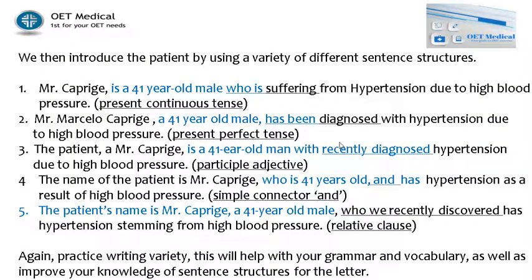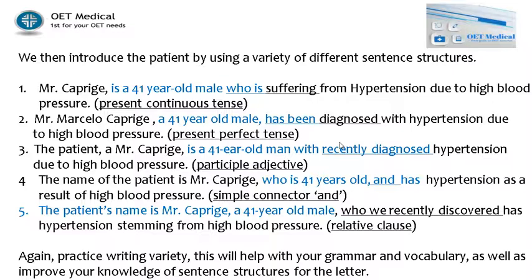We then introduce the patient by using a variety of different sentence structures. In this slide, I've actually put the tense so you can see the differences and the range of grammar. Mr. Capridge is a 41-year-old male who is suffering from hypertension due to high blood pressure. Present continuous, who is suffering.